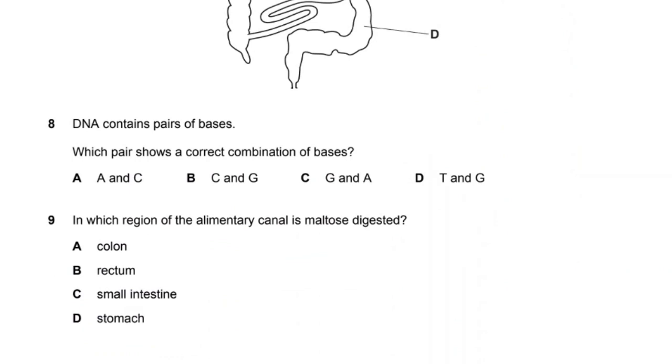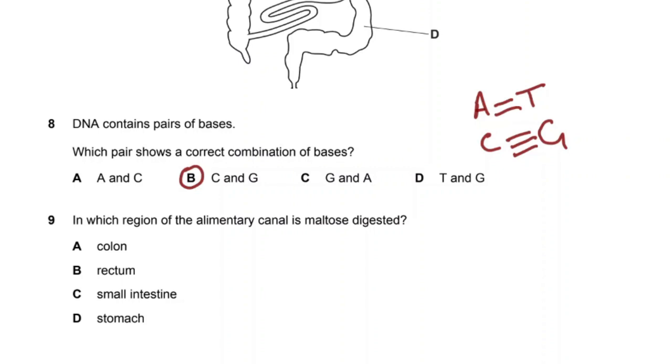The DNA contains pairs of bases. Which pair shows the correct combination of bases? We know that adenine always combines with thymine and cytosine always with guanine. So the combination C and G is the right answer.